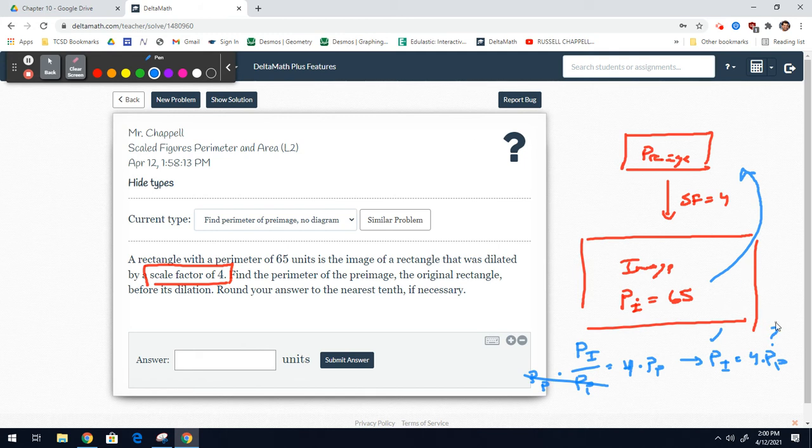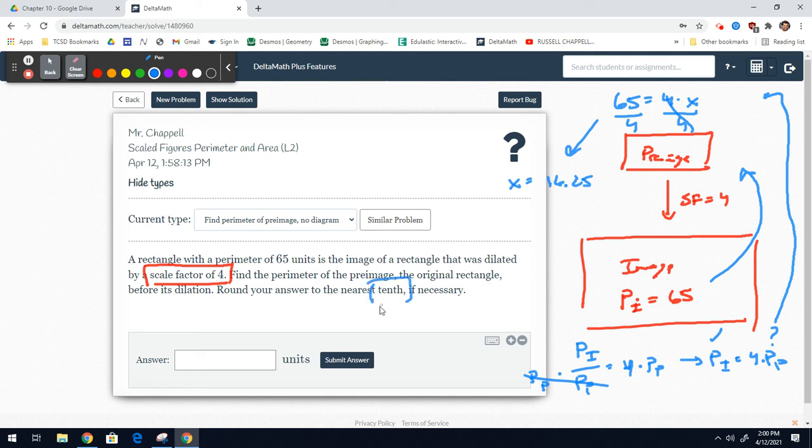So I'm going to come up here and fill in things. The perimeter of the image, so 65, equals 4 times, and since we don't know the perimeter of the preimage, I'm going to call that x. To solve for x, we simply divide by 4. When I divide by 4, x comes out by itself, and I'm doing 65 divided by 4. And that comes out to be 16.25. Notice it's a smaller number because your preimage was a smaller figure.